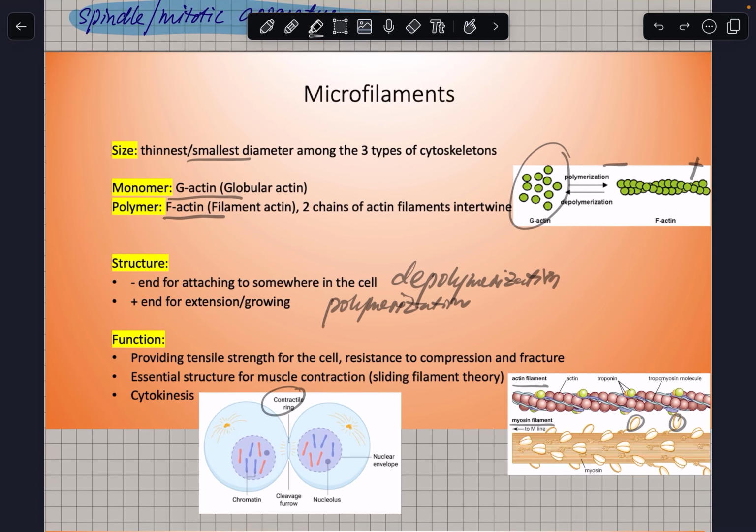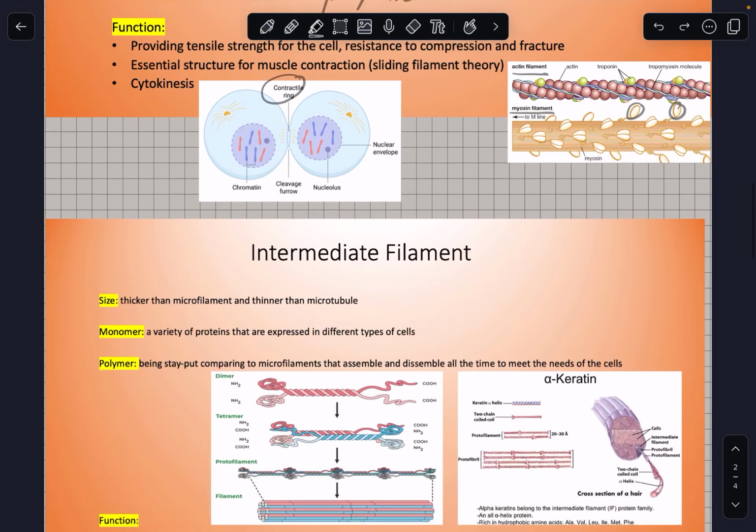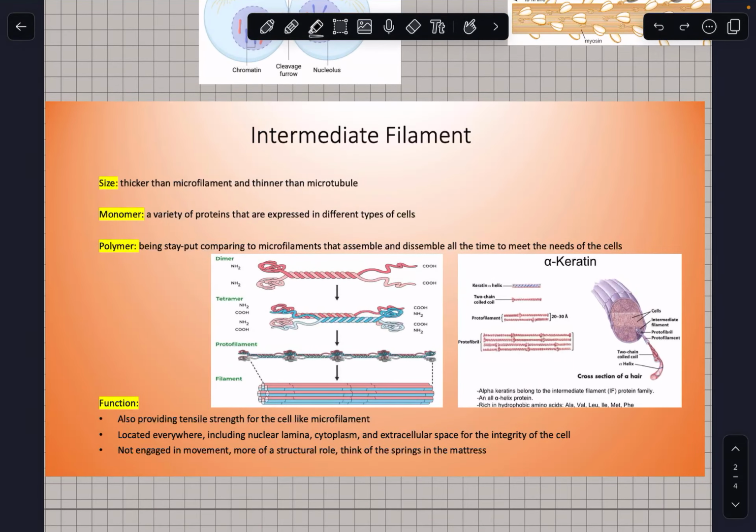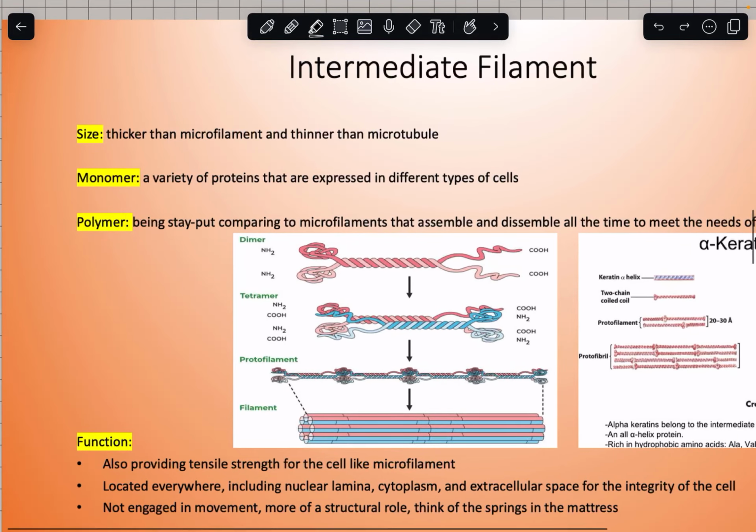All right, so this is all about microfilaments. I think we're good to move on to intermediate filament. Once again, it just has a middle size. It's thicker than the microfilament and thinner than a microtubule.